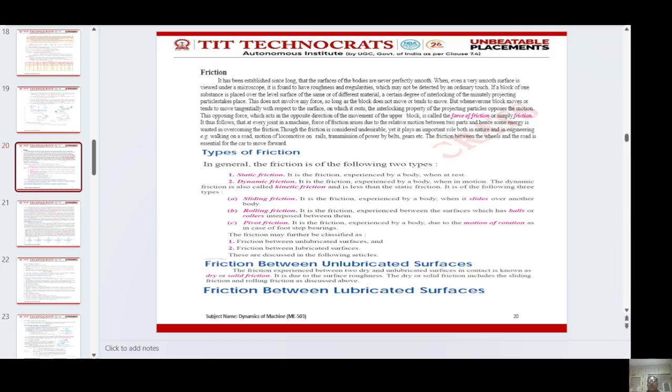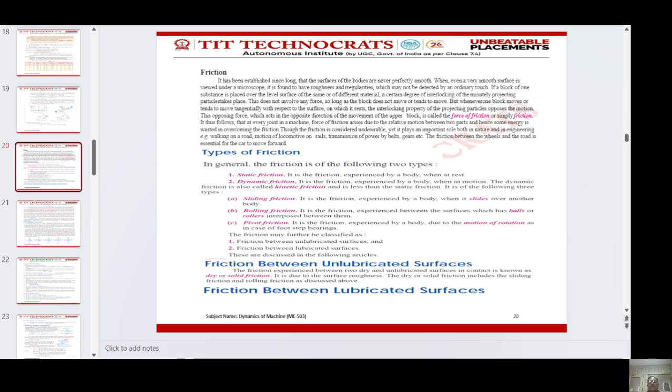But whenever the block moves or tends to move tangentially with respect to the surface on which it rests, the interlocking property of the projecting particles opposes the motion. The opposing force, which acts in the opposite direction of the movement of the upper block, is called force of friction or simply friction. It thus follows that at every joint in a machine, force of friction arises due to the relative motion between two parts, and hence some energy is wasted in overcoming the friction.